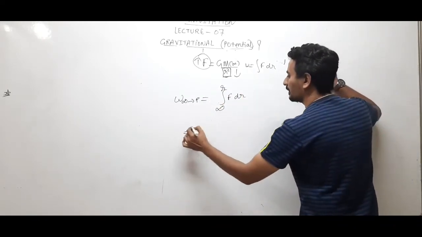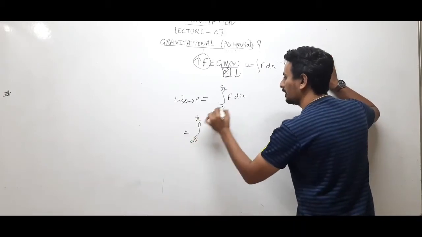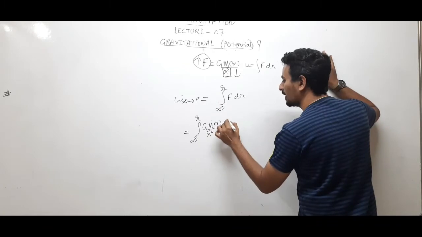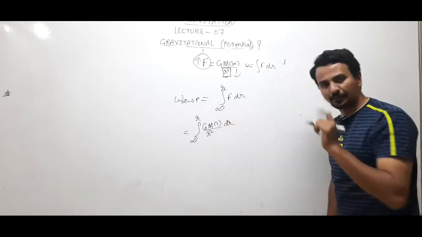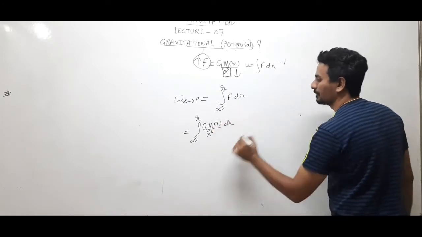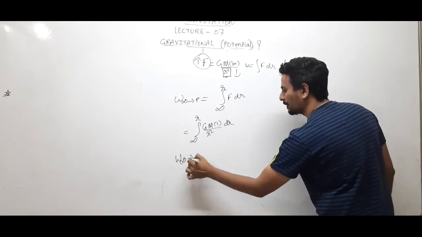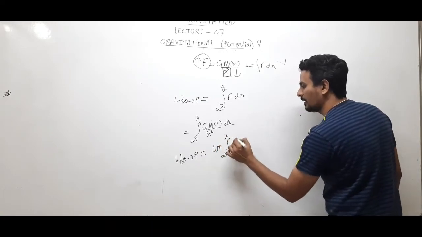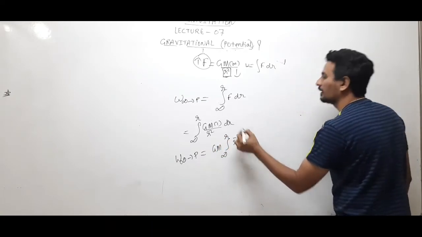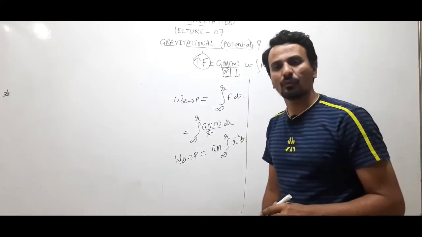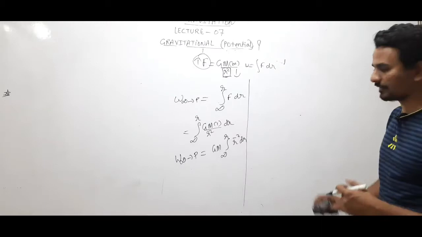Okay, so what is this? Infinity to r, F is GM1 by r square into dr. The other mass was unit mass. Now the work done from infinity to point P is equal to GM constant, infinity to r, r raised to minus 2 dr. What is the integration of x raised to minus 2? x raised to minus 2 plus 1 upon minus 2 plus 1.